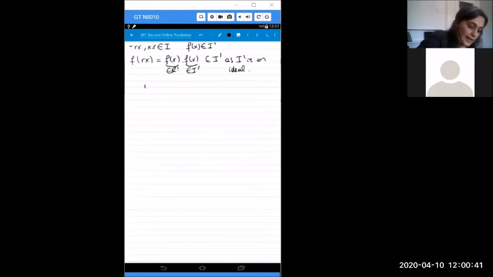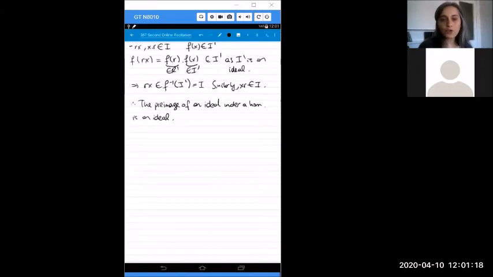So R times X lies in the inverse image of I prime, which is I. Similarly, X times R lies in I. Hence we have shown that the preimage of an ideal under a homomorphism is an ideal.